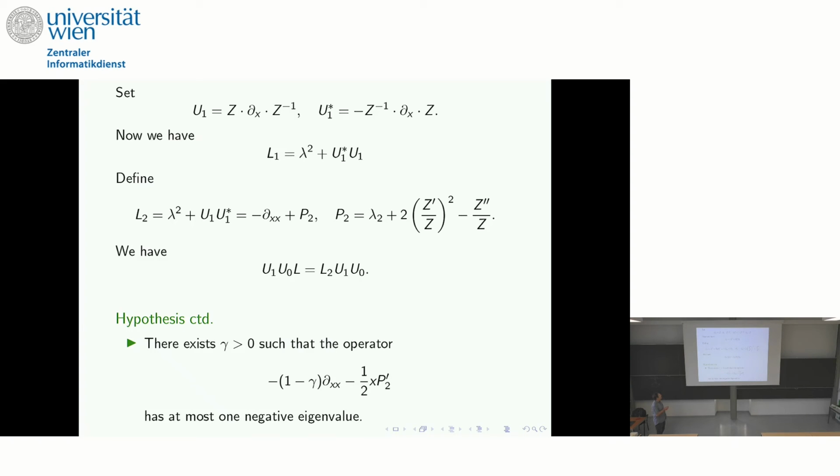Lambda squared is the second eigenvalue. So the first eigenvalue is 0, lambda squared is the second eigenvalue. Okay.